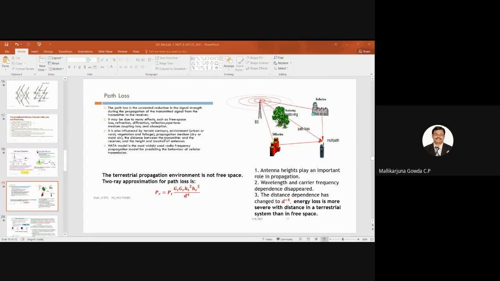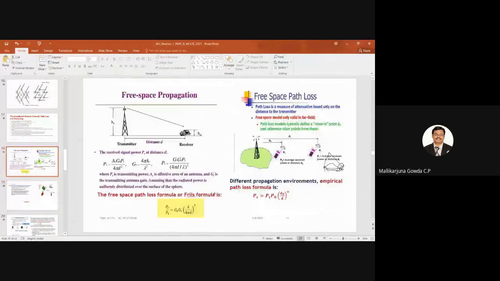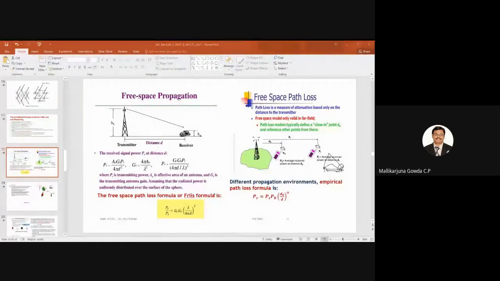When nobody is telling, you people have not noted the expression. See, please note down, right? Otherwise there is no point, right? I told you to note down this equation. This is the expression for free space path loss. This expression: PR by PT is equal to GT into GR into lambda by 4 pi d whole square. So this is the free space path loss formula, or we say the Friis formula, right? As I said, GT is the gain of the transmitting antenna, GR is the gain of the receiving antenna, lambda is the wavelength, and d is the distance between the transmitter and the receiver. Okay.